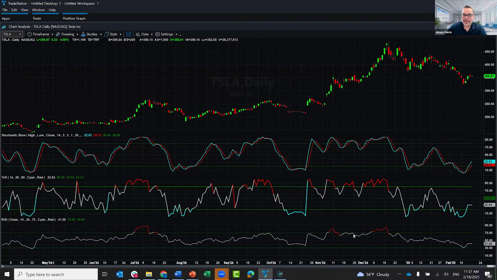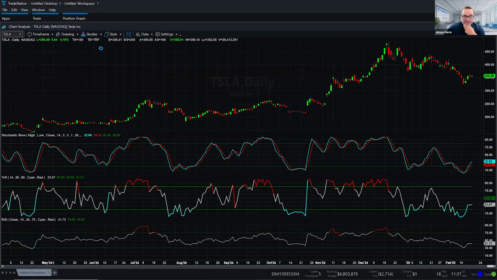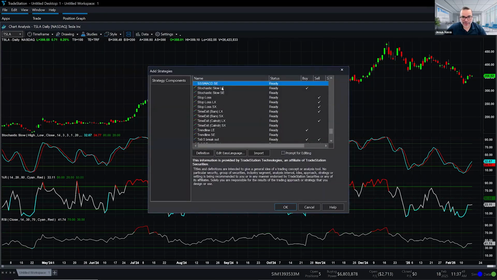So a lot of times you may be wondering which one's better, which one would provide you better results. For that reason, I created a strategy for you to test. I grabbed the strategies that are built into TradeStation, one that is based on stochastic, another one that is based on percent R, and another one that is based on RSI. You find those here, studies and add strategy. If I go to S, you find the stochastic slow LE and SE. This is a long entry and a short entry based on the stochastic slow. Then if I go to the R's, you find the RSI, LE, and SE. So long entry and short entry based on the RSI.